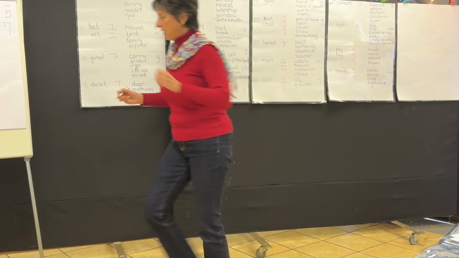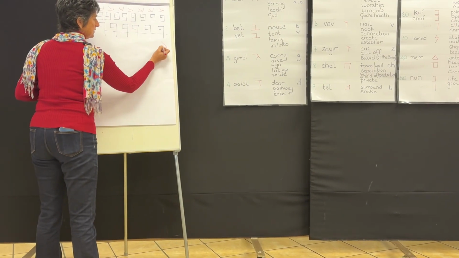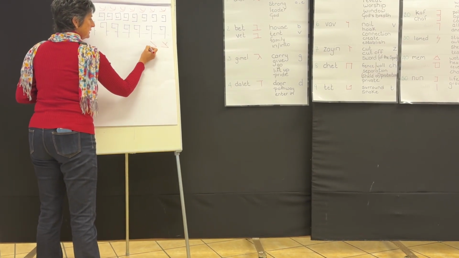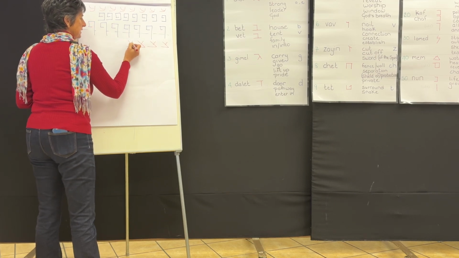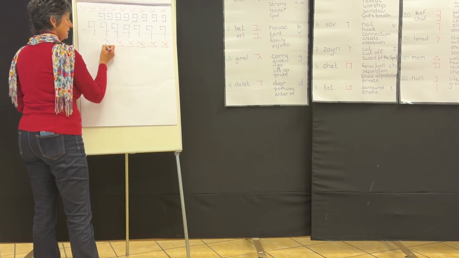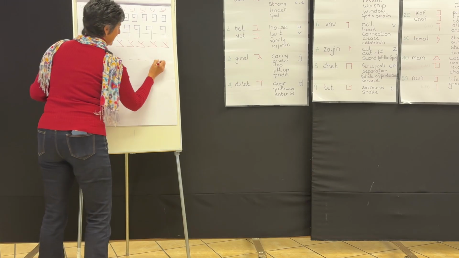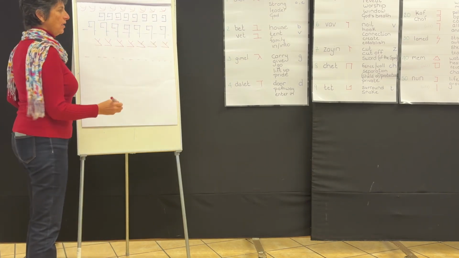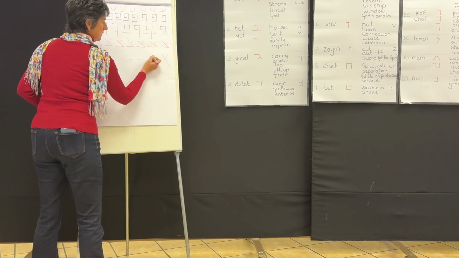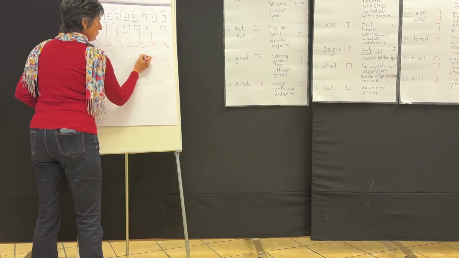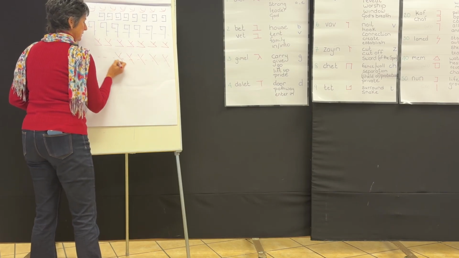It's like a backward Y for us, with a tail to the left. Tzadi, can we practice that one? Tzadi, tzadi, tzadi. And that one too has a sofit form, and again, the tail just goes through the bottom line.